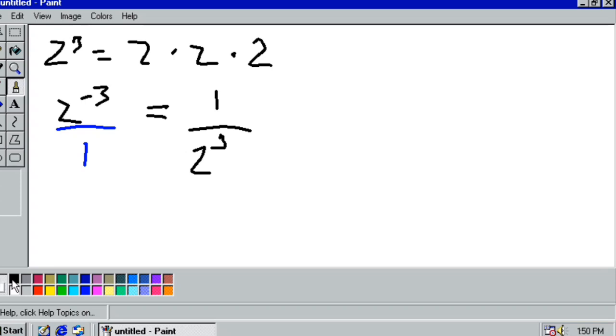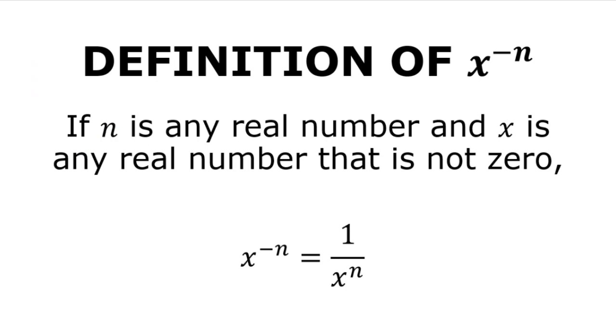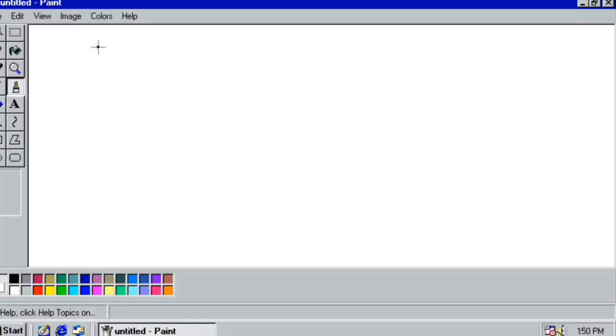So we have the formal definition of the negative exponents, and this definition tells us that when we write an exponential expression in reciprocal form, the sign of the exponent must be changed. If the exponent is negative, it is positive in reciprocal form, and if it is positive, it is negative in reciprocal form. In this definition, x cannot be 0 because division by 0 is undefined. So we have a couple of examples here.